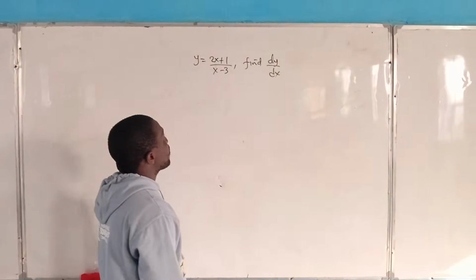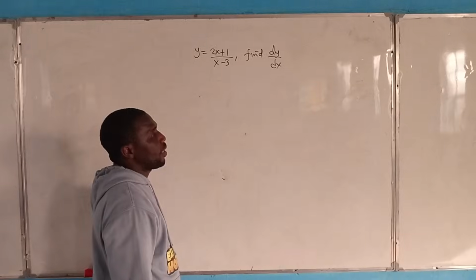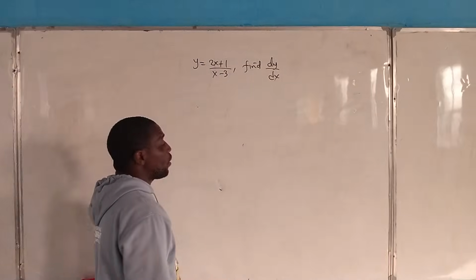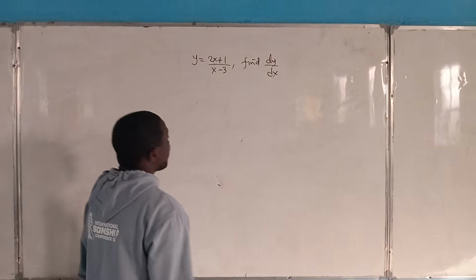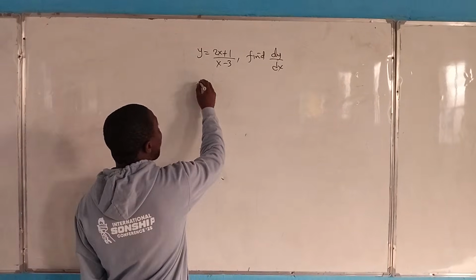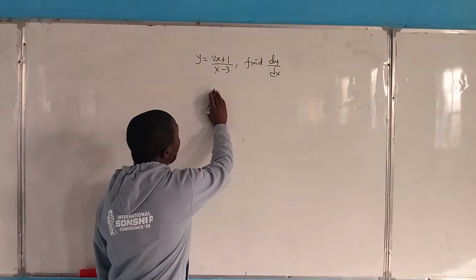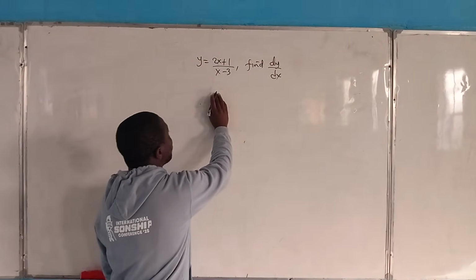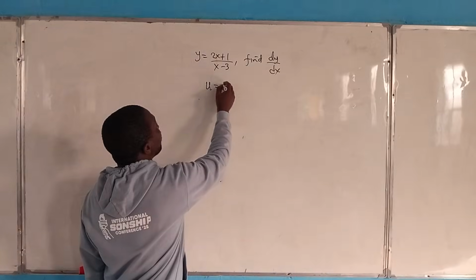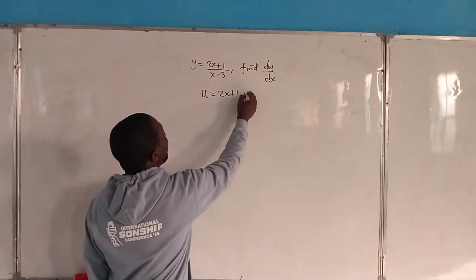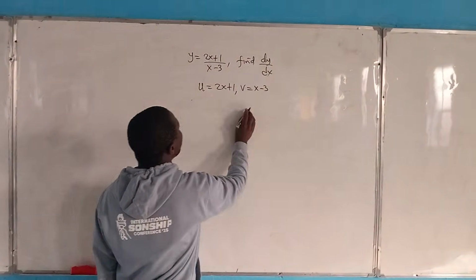You have y equals (2x plus 1) over (x minus 3). Find dy over dx. What do we do? Very simple. We apply the quotient rule of differentiation since it's a fraction. Our u now becomes 2x plus 1. Our v becomes x minus 3.